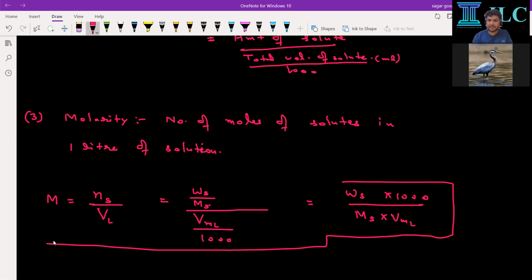So Vishnu, what do you mean by molarity? Total number of moles of solute present in a particular volume of the solution. Got it?